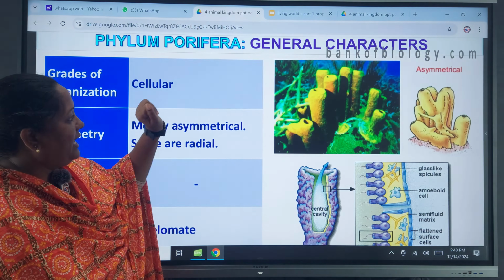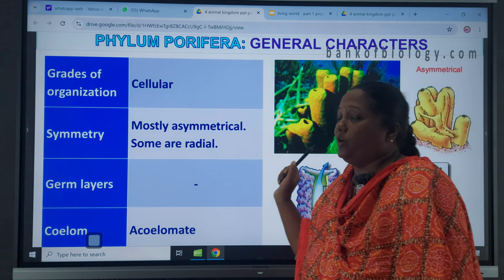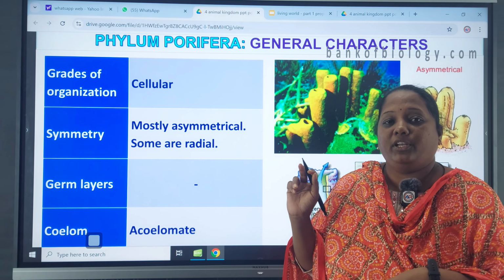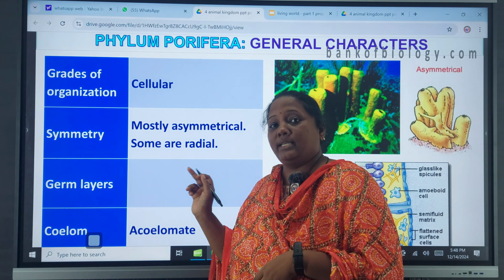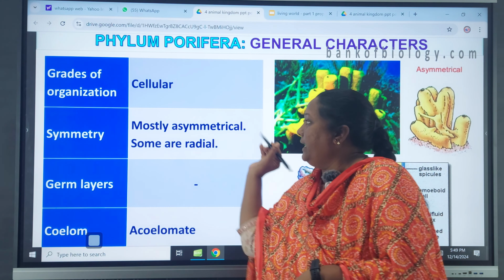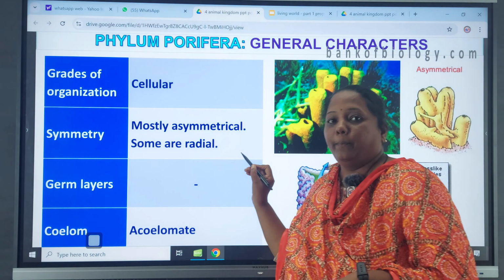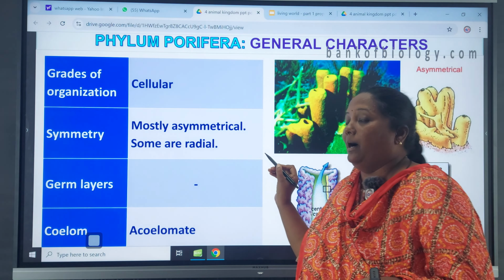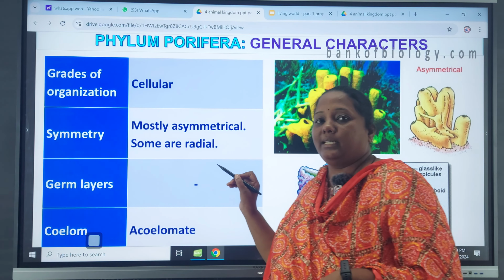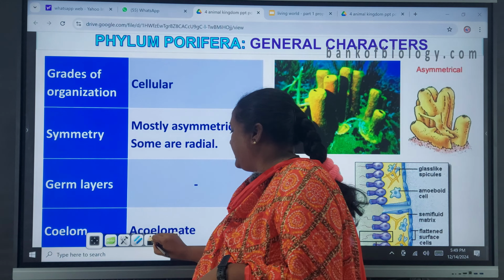Here, these are the general characters. I said you yesterday about the level of organization. Here, grades of organization. In the Porifera, cellular level of organization is there. The cells are arranged in a loose aggregate. Next, in the phylum Porifera, the symmetry is asymmetrical. Asymmetrical and some are radial. Okay, mostly are asymmetrical. Asymmetrical is nothing but, I already said you, A refers always to absent.